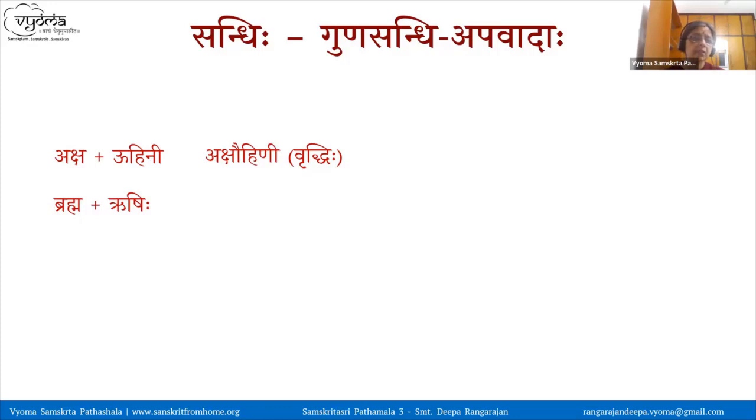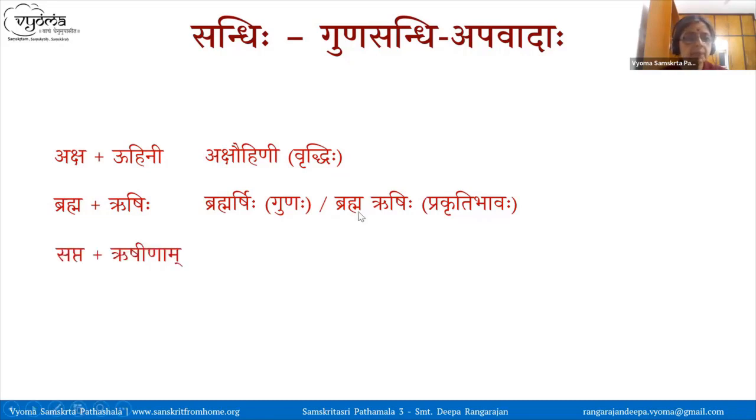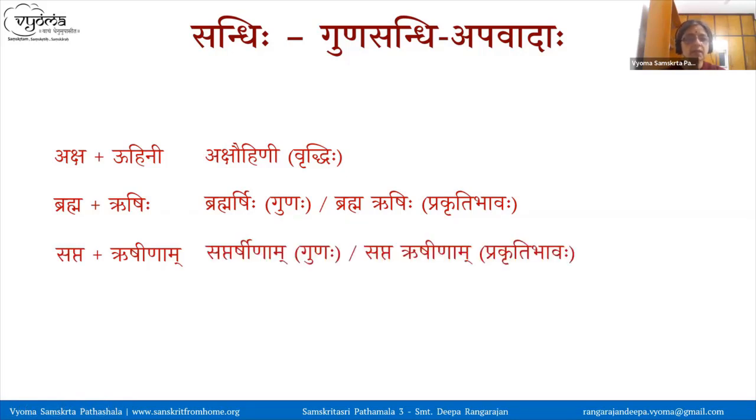Similarly, Brahma plus Rishi in the example which we just saw, you can do the Guna. Brahmarshihi is correct. But sometimes there is the Prakriti Bhava where the change does not happen. So Brahma and Rishi are still mentioned close together, and when you say it together, you just say Brahmarshihi. You don't say it with Guna, but that is also correct, even though it is closely pronounced. Sapta Rishinam: here also the Guna is allowed. You can say Saptarshinam, or you have the option of saying Sapta Rishinam. That is Prakriti Bhava, where Sandhi does not happen. The Guna Sandhi is avoided.